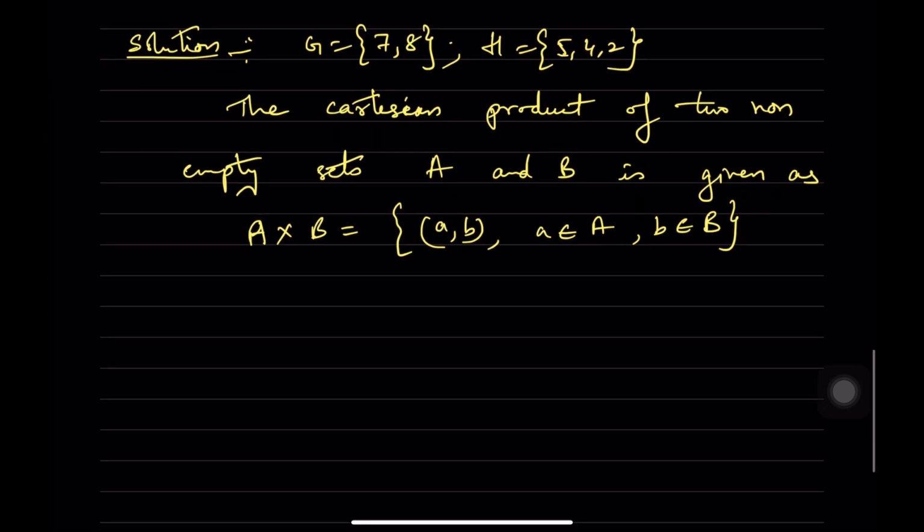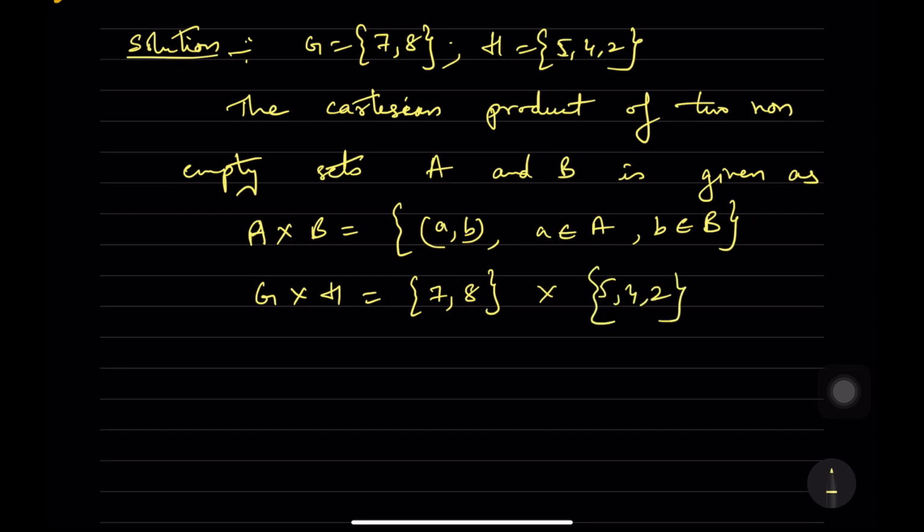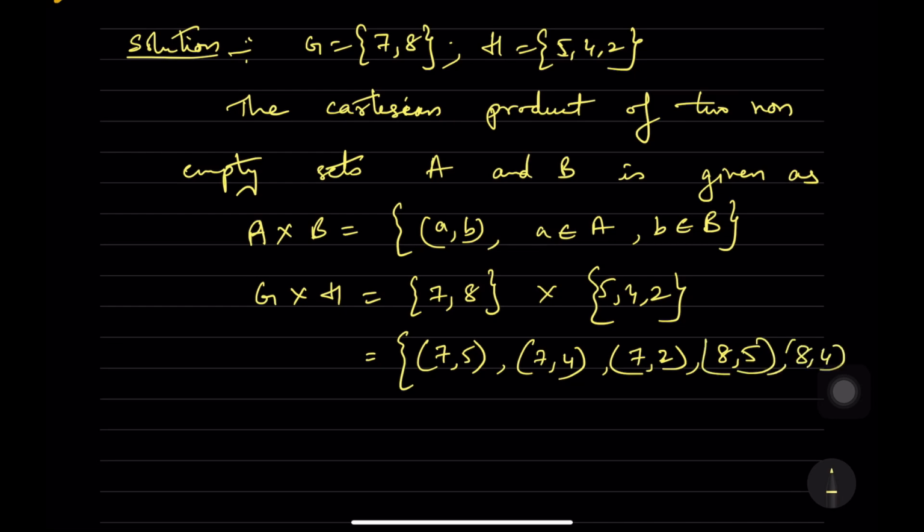So therefore here you can see what G cross H is. G cross H is equal to {7, 8} cross {5, 4, 2}. So now how do we write this? The first element will be from the first set and the second element will be from the second set. So (7, 5), (7, 4), (7, 2), then we have (8, 5), (8, 4) and (8, 2). So this is the answer which we get for this.